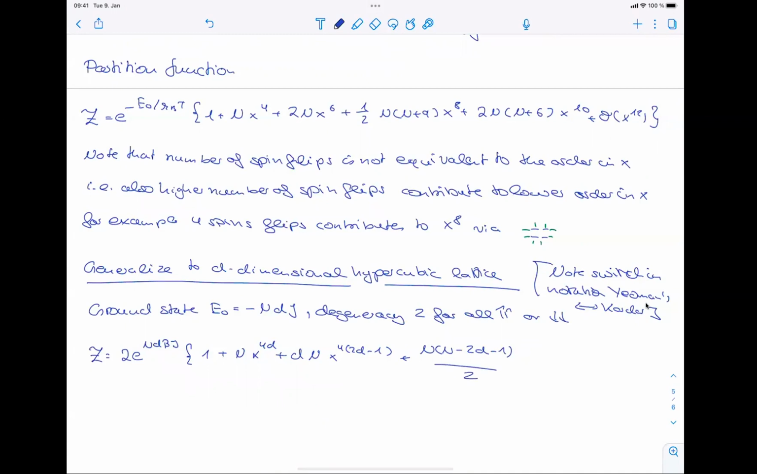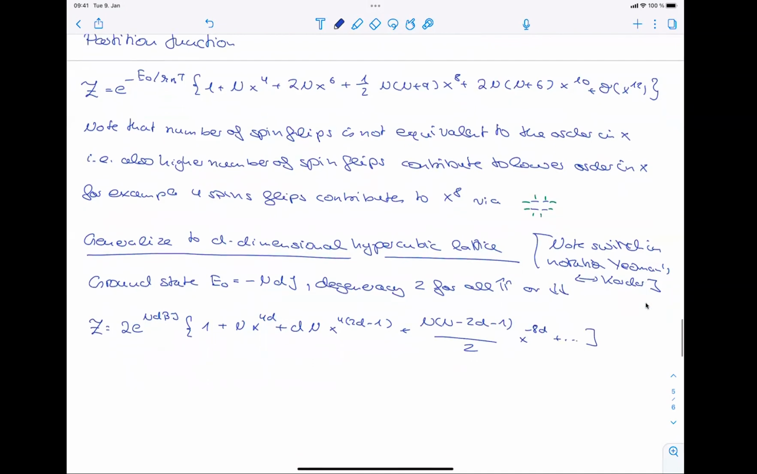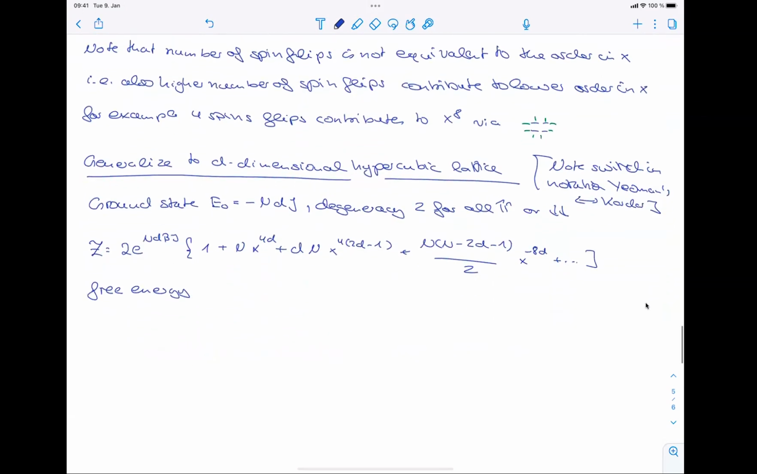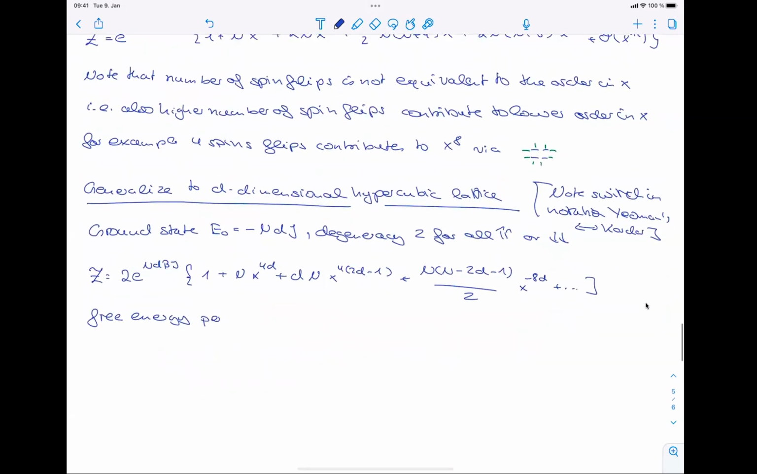But the idea that you should take here, obviously not knowing the exact terms, because who cares, is that you can actually generalize this result of enumerating the bonds to any d dimensions, and also for these d dimensions calculate the free energy per spin.